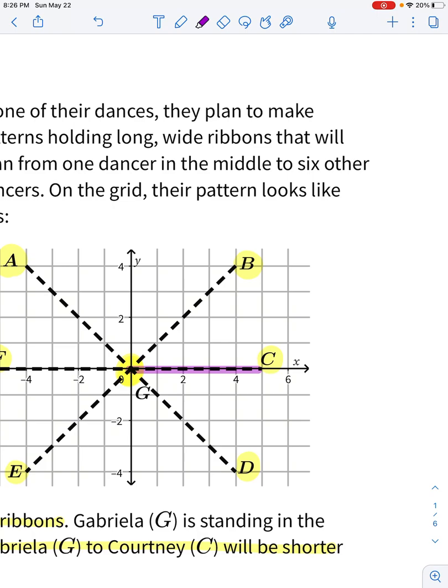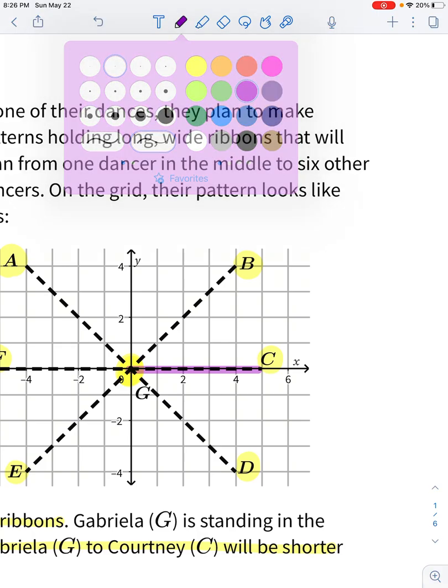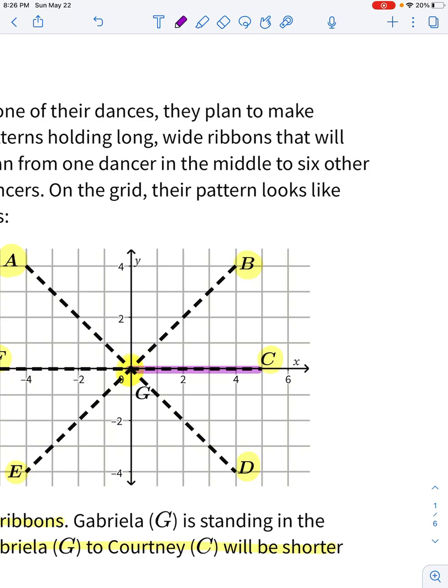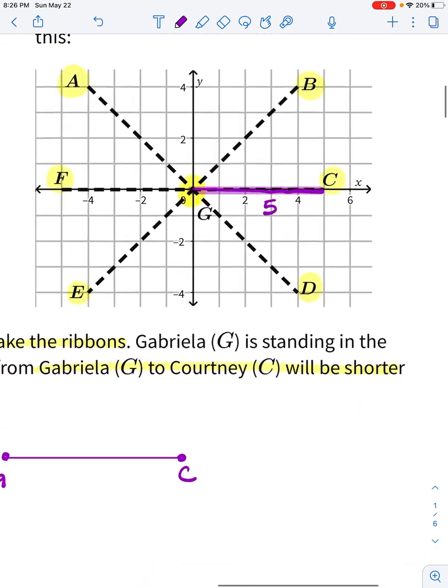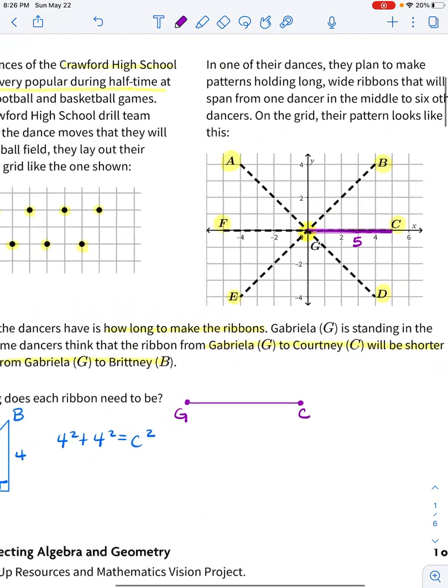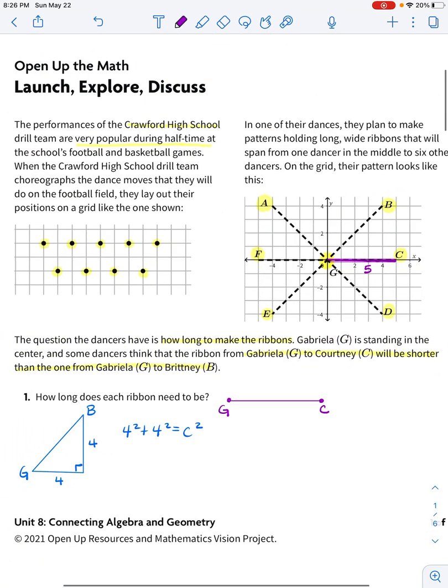And you know what? That one's on a horizontal, so it's not that hard to count, right? So we would count 1, 2, 3, 4, 5. That's 5 units long for this one. Okay, so in question 1 here, where it says how long does each ribbon need to be, it looks like if we're on the horizontal, like from Gabriella to Courtney, it's going to be 5 units long. They haven't specifically said, like, are we talking about feet or yards or miles? Not really sure. So at the moment, we'll just call them units.